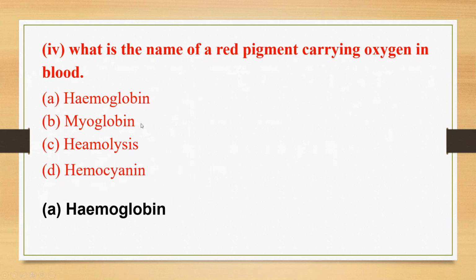What about myoglobin? Once you see the remaining options also, myoglobin is also a pigment, one of the proteins which is present in skeletal muscles. After that, hemolysis. Hemolysis means destroying of blood cells. That process is called hemolysis. And hemocyanin. This is also a pigment which is present in blood only, but not in a human being's blood. It is like snails. Snails have the pigment hemocyanin.